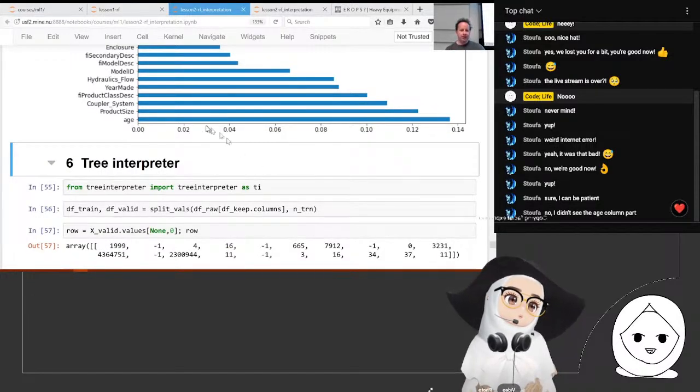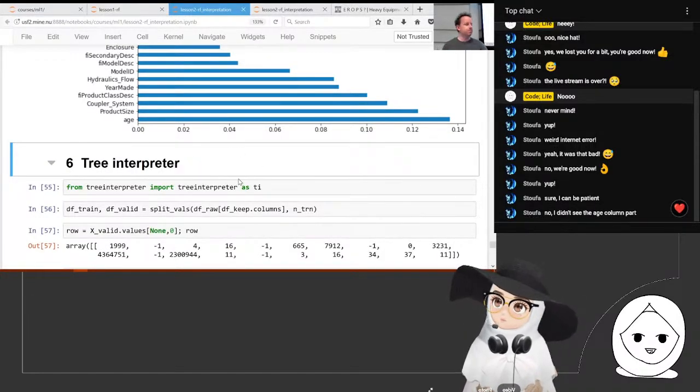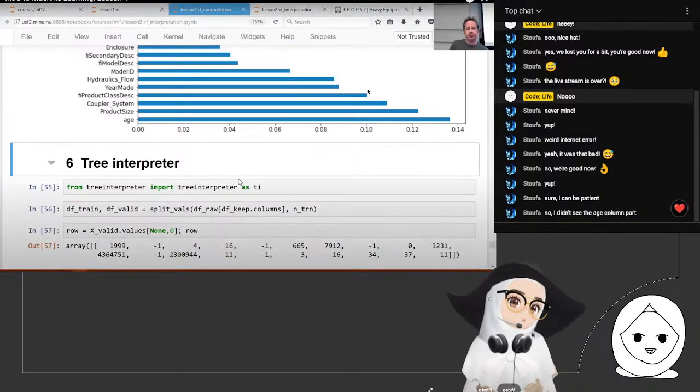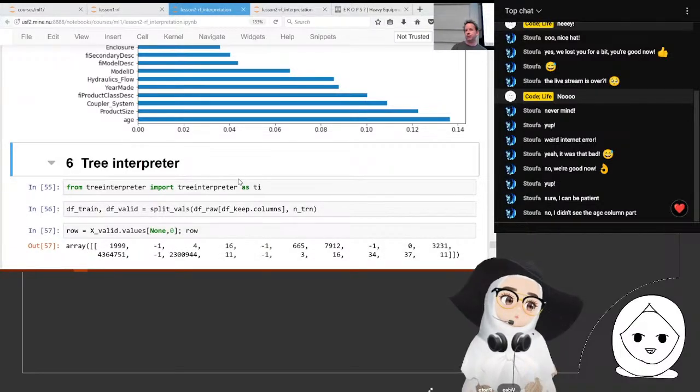So one last thing is tree interpreter. This is also in the category of things that most people don't know exist, but it's super important. Almost pointless for Kaggle competitions, but super important for real life.